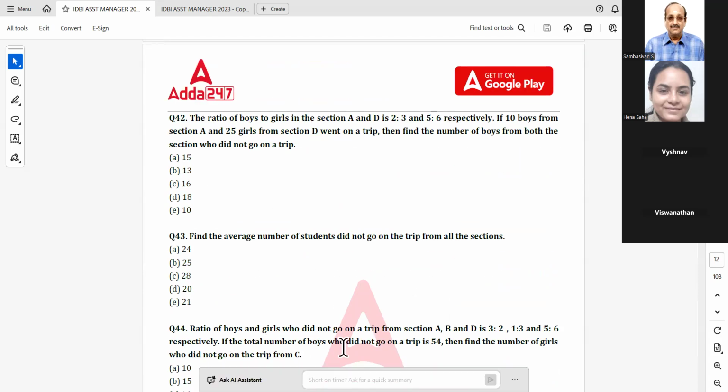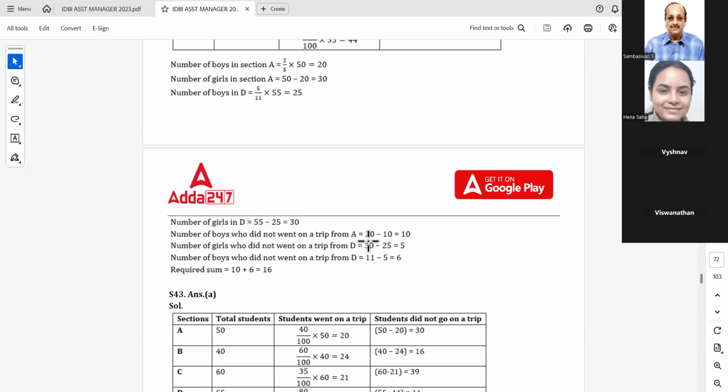Ratio of boys and girls who did not go on a trip is 3:2, 1:3, 5:6 respectively, section A, B, and D. If the total number of boys who did not go is 54, then find how many did not go from C. How to find out that unless you know how many are there in B section, how many boys? That point is not given. What is the answer they are given for this?